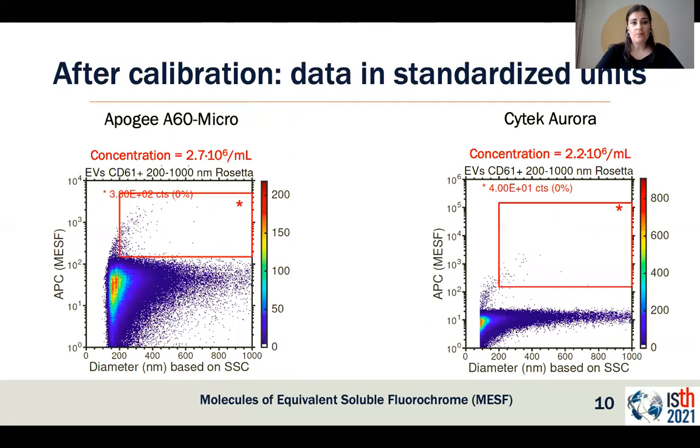So what we did is we calibrated the instrument, or we calibrated the data as well. And then we get standardized units out of it. So for example, we are looking at the molecules of equivalent soluble fluorochrome now, so that would be the fluorescent intensity, and the diameter in nanometers. And now we finally can compare the concentration of vesicles between both instruments. So what does this actually tell us? Yes, calibration works. And if you want to have comparable data and want to compare it to another lab, please perform a calibration.